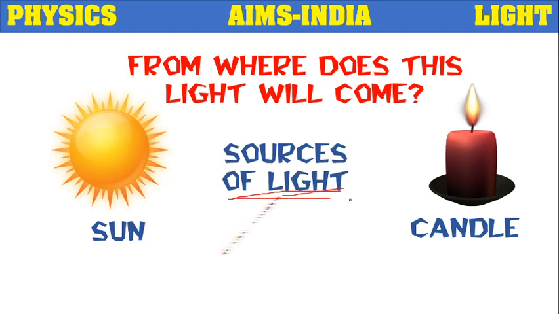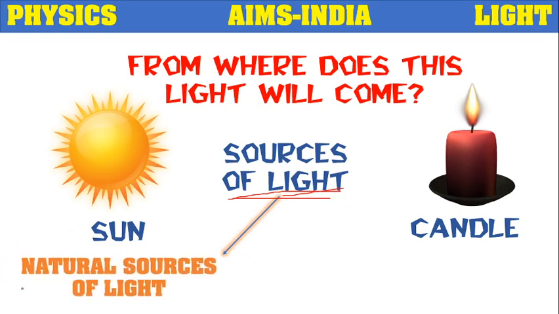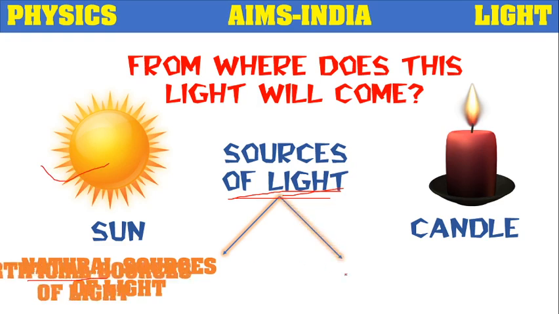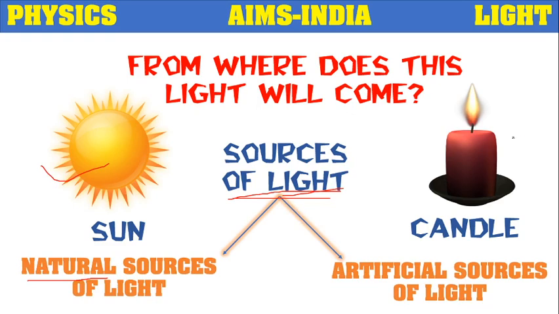We can divide the sources of light into two types. One is a natural source of light, like the sun. Another one is an artificial source of light, like a candle. Not only a candle, we can take the example of a tube light or a fluorescent bulb. Regarding natural sources also, we can take the example of a glow worm. Like this, different examples we can take.